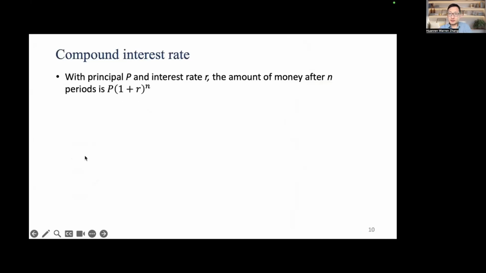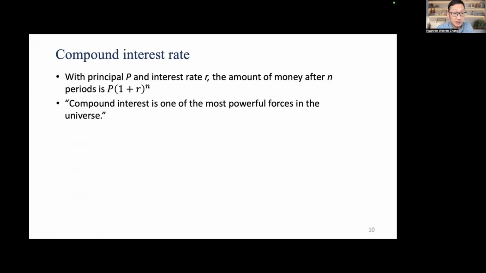So talking about interest rate, we can think about the phenomena called compounding or compound interest rate, right? With principal P and interest rate R, the amount of money after N periods is P multiplied by (1 + R) to the N. Right? So you see, we have this exponential growth rate. So that's the idea of compound interest rate.